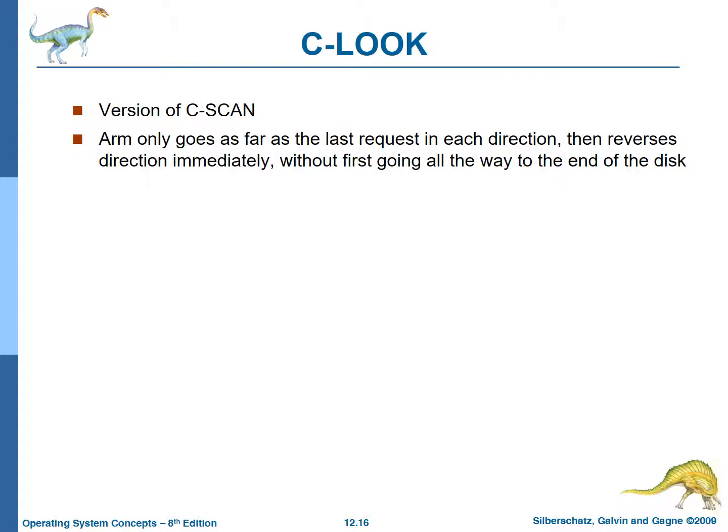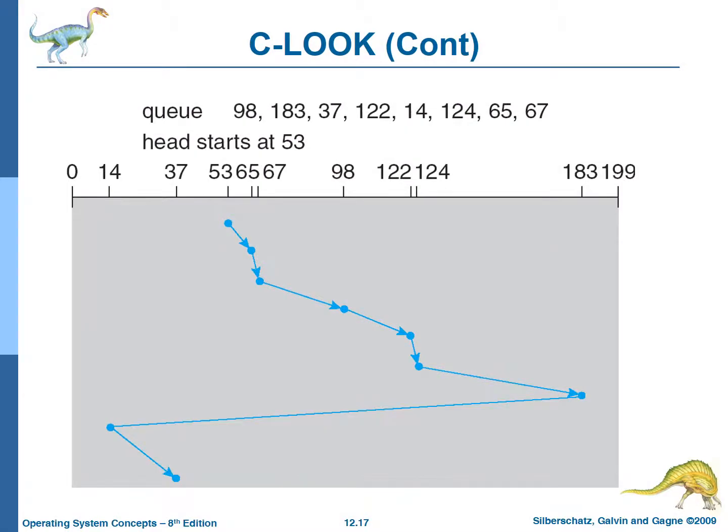C-LOOK is a version of C-SCAN. The arm only goes as far as the last request in each direction, then reverses direction immediately, without first going all the way to the end of the disk. Here is the illustration, in which the head starts at 53, then 65, 67, then 98, 122, and so on.